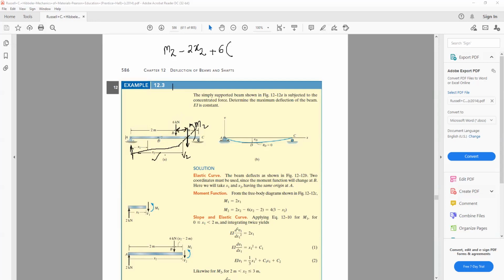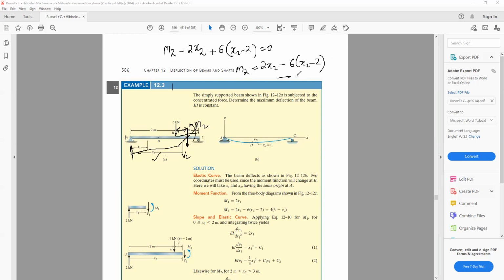That will be x2 minus 2 meter. That is x2 minus 2 meter. That's equal to 0. Therefore, M2 becomes equal to 2 times x2 minus 6 times (x2 minus 2). Okay, so this is the bending moment on the right hand section.